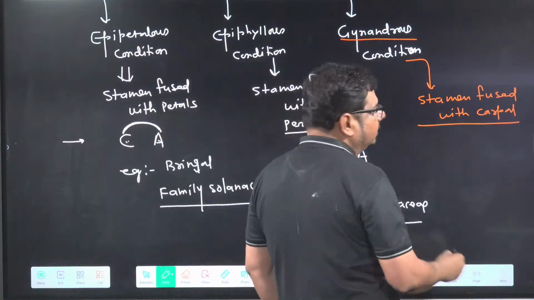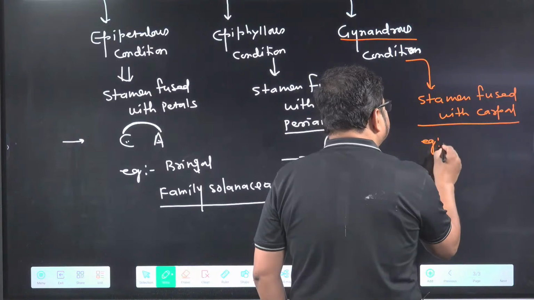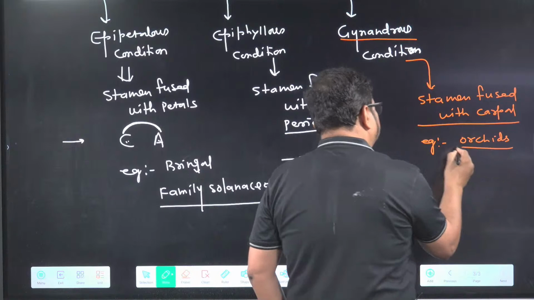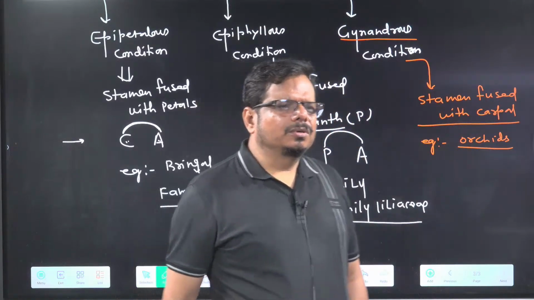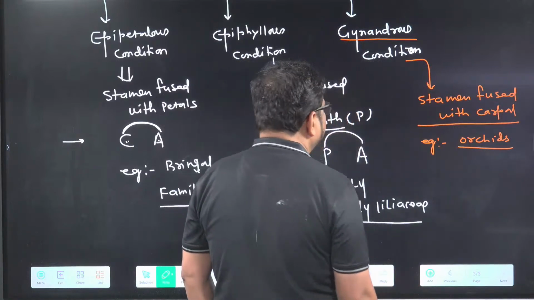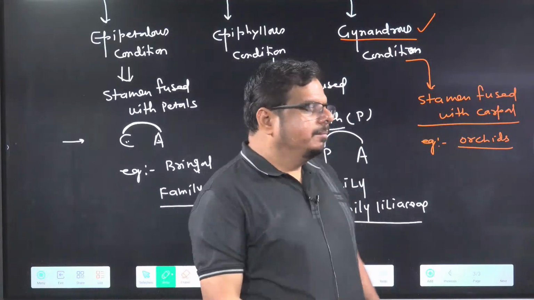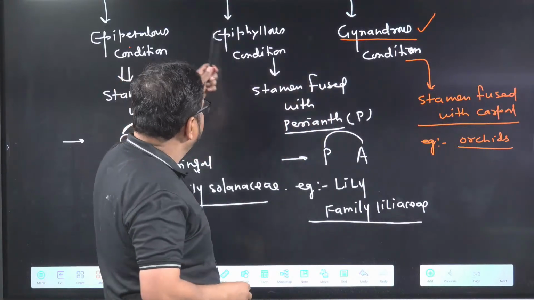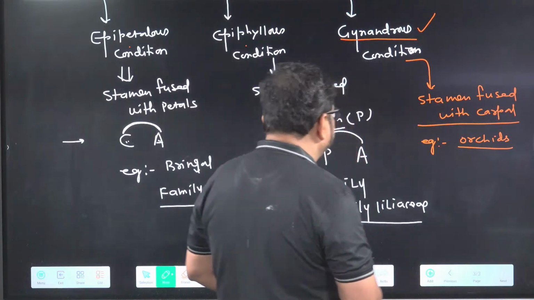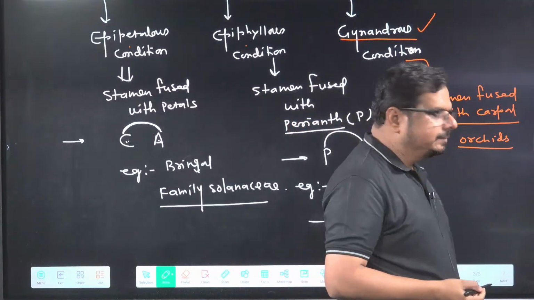Getting the idea or not? Is it all right? And an example of the gynandrous condition is orchid. Got the idea? So 2-3 more terminologies I told other than NCERT. If it is there in mind, well and good. If not, don't worry about it. But don't forget epipetalous and epiphyllous conditions. Now we are moving ahead to the further classification of stamen.